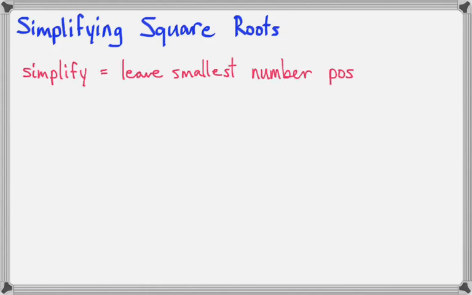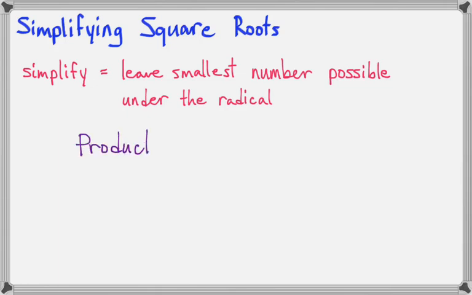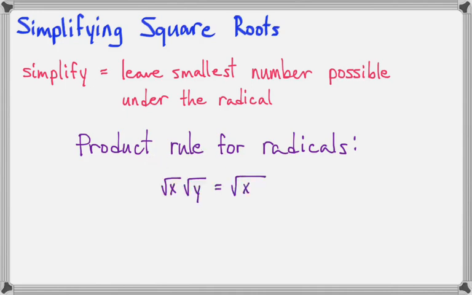First of all, what we mean by simplifying square roots is to leave the smallest number possible under the radical. We want absolutely no perfect squares left under the radical. So one thing we use when we're simplifying is the product rule for radicals. And let me show you what that means.